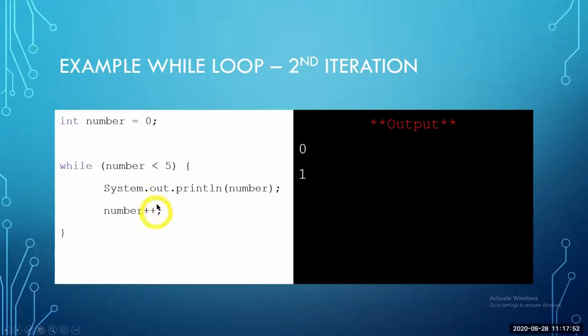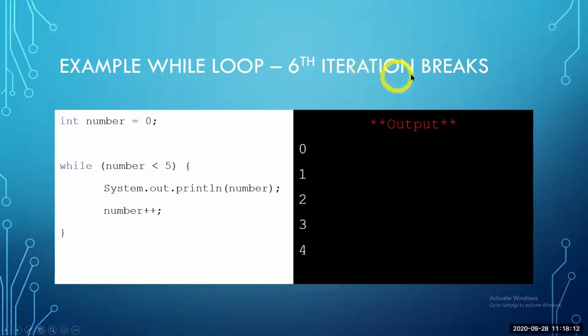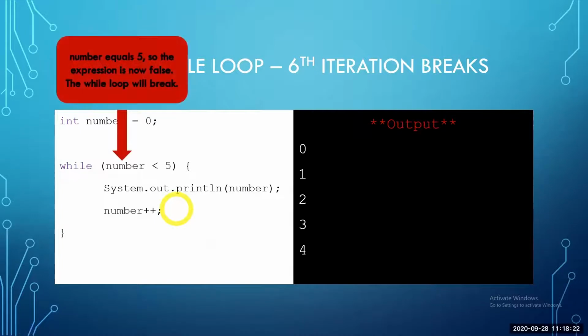Print out the number plus plus, equals 2. Print out the number plus plus, equals 3. Bam. Again, goes through, number is less than 5. It is. Print out the number for number plus plus. Now number equals 5. So now the sixth iteration, the loop is actually broken and it jumps outside the while loop. That condition is now false. Number equals 5, so it will not continue that while loop. Right? Number equals 5, so the expression is now false. While loop will break.